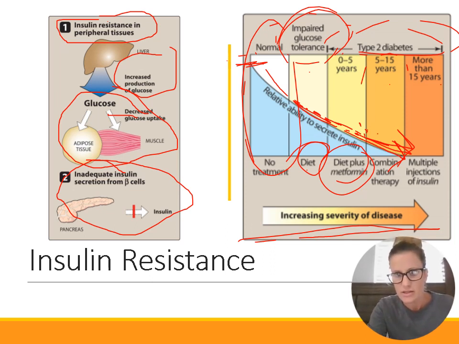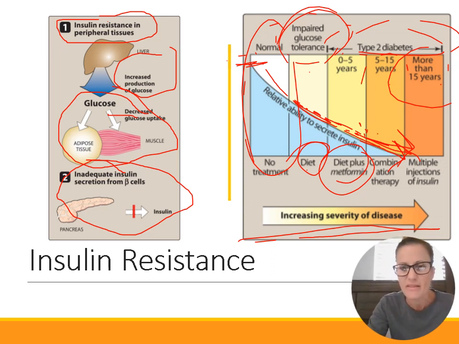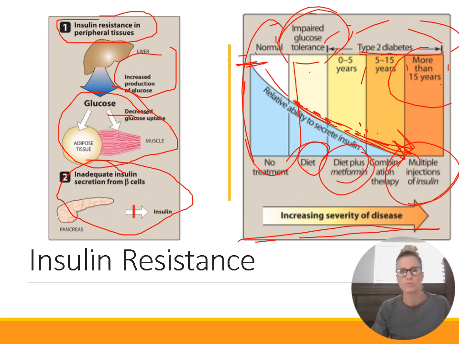At the end here, you see this last little column here. The body is not producing insulin any longer, even though it's type 2 diabetes. The body's not able to produce insulin, and at that point, patients require multiple daily injections of insulin.